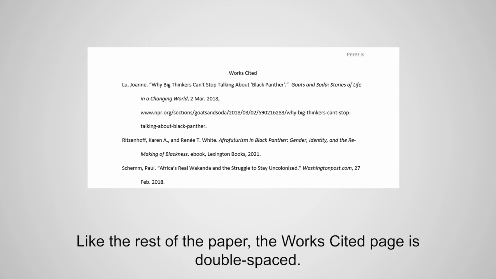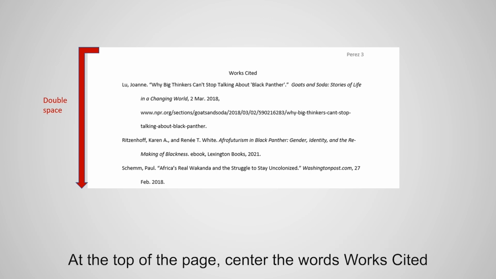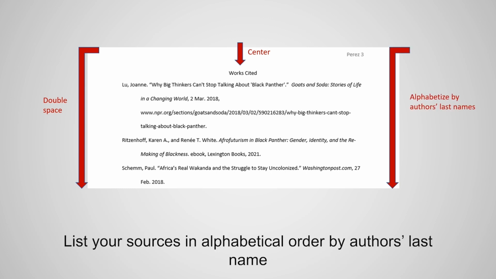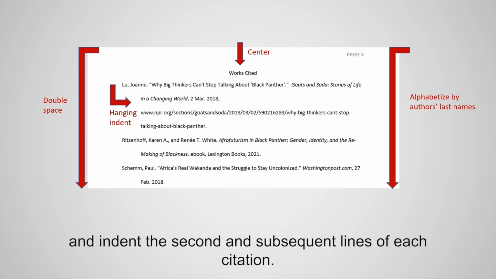Like the rest of the paper, the works cited page is double-spaced. At the top of the page, center the words works cited. List your sources in alphabetical order by author's last name, and indent the second and subsequent lines of each citation.